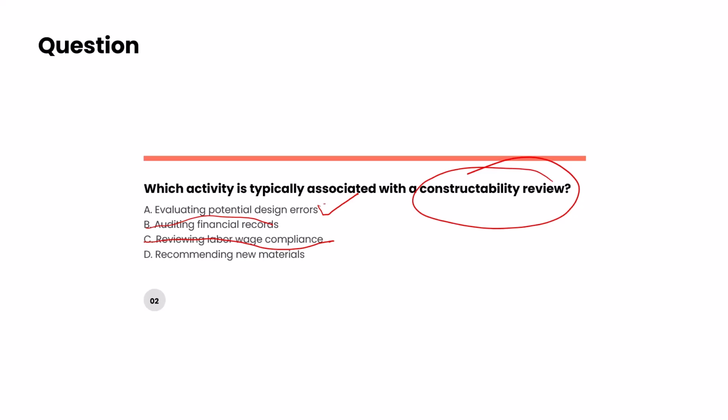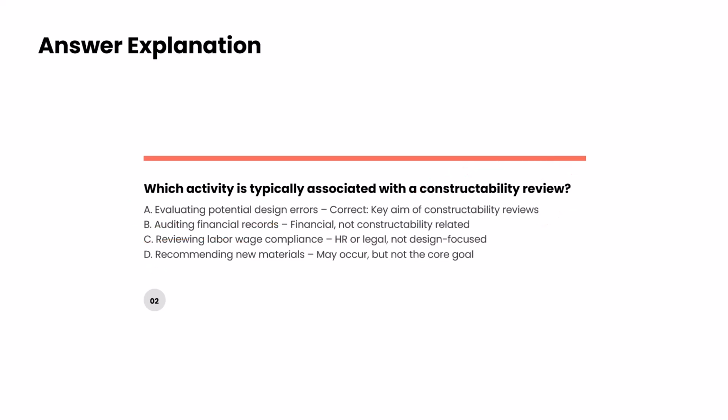And the answer A is more relevant, even though D might be somehow related to the constructability review, but you have to choose one. So I will go with option number A, evaluating design errors which could lead to issues in the construction. That's what you will be reviewing in the constructability review. And that's the answer here.